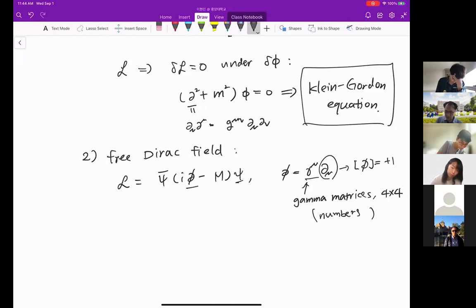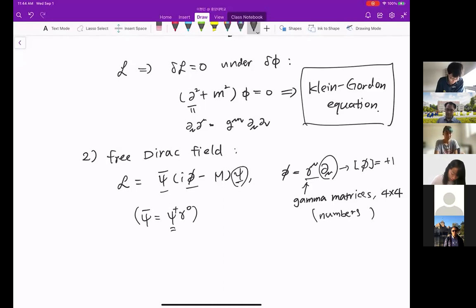Because of that, for the fermion and fermion bar, psi bar equals psi conjugate times the zero component of the gamma matrix. Because of this, psi bar and psi have the same dimension.